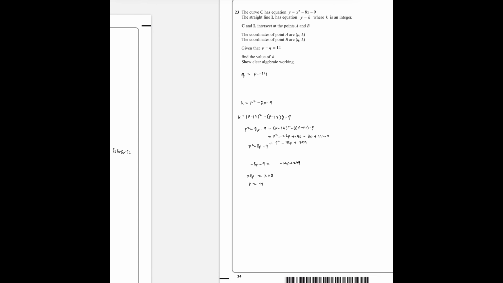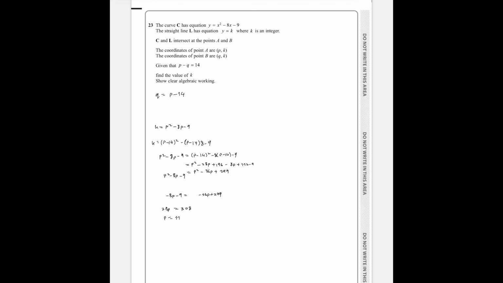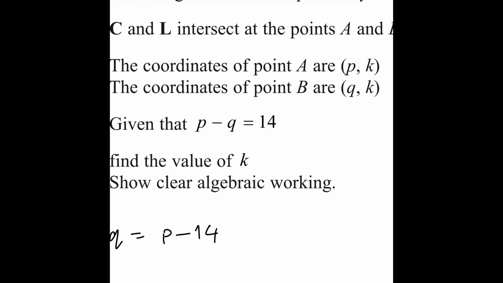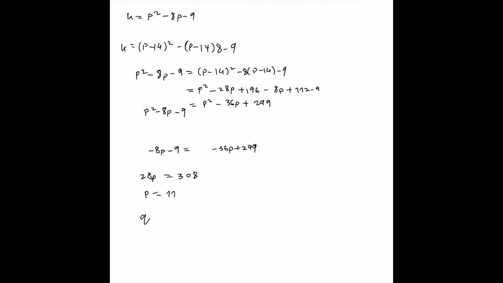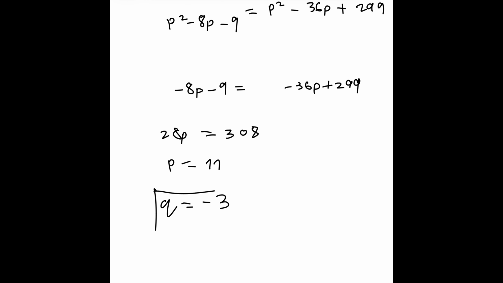11. Nice. Now that p is 11, we know p minus q is 14, so 11 minus q is 14, which means that q is going to be equals to -3. But do that working out down here, or else they won't give you the marks. But yeah, that's what you should get, I believe.